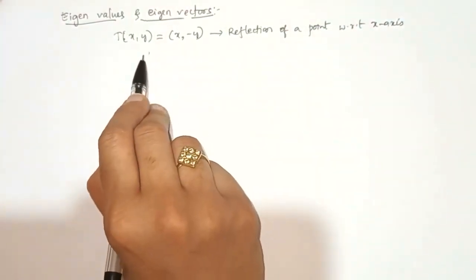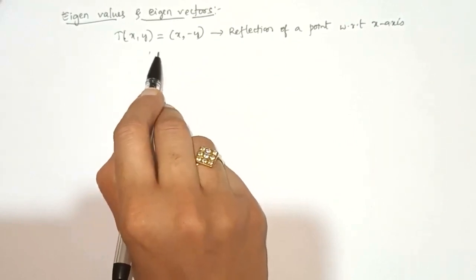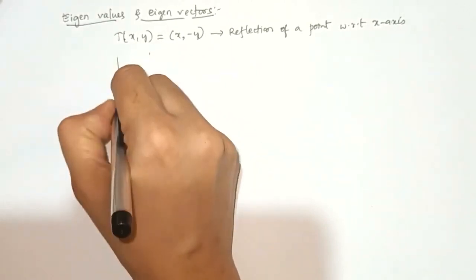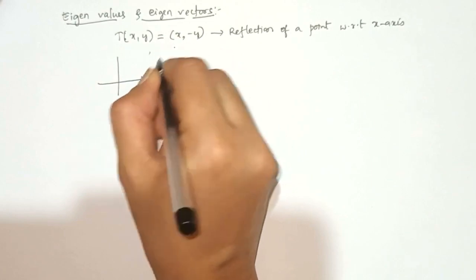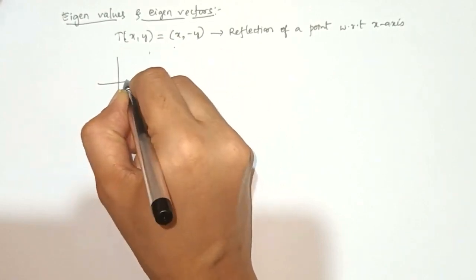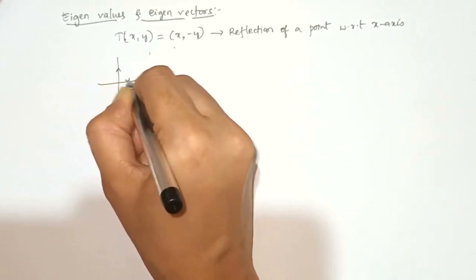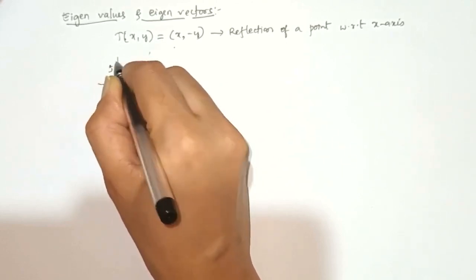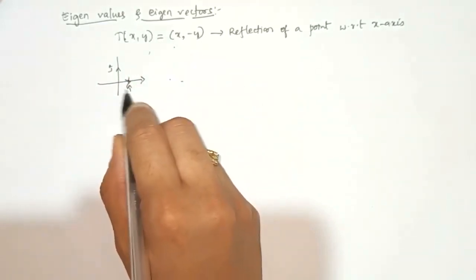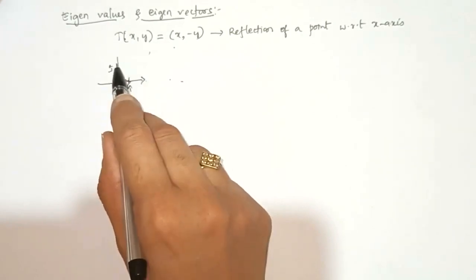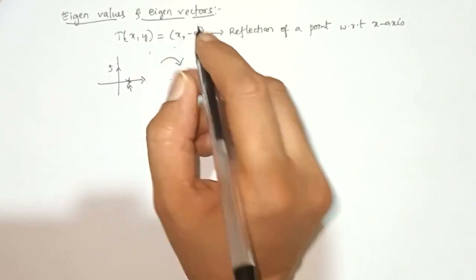Now we have to first find the matrix of the linear transformation. Matrix of a linear transformation means you have to find, after applying this transformation, where the standard basis vectors, which are nothing but (1, 0) and (0, 1), i cap and j cap, will land. What is the new position of these unit vectors in the direction of the x and y axes? So I will apply this transformation.